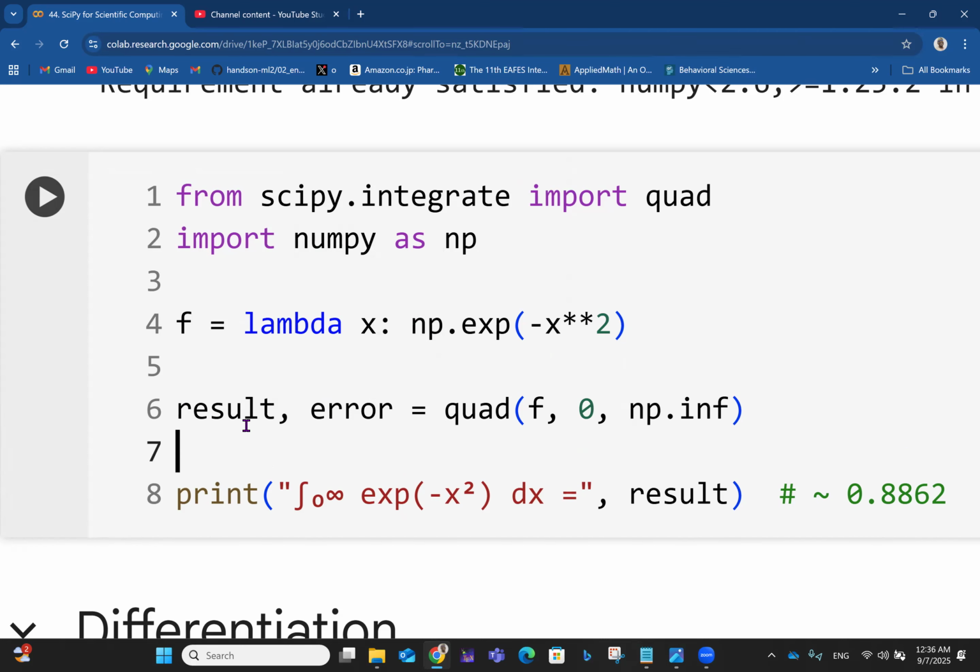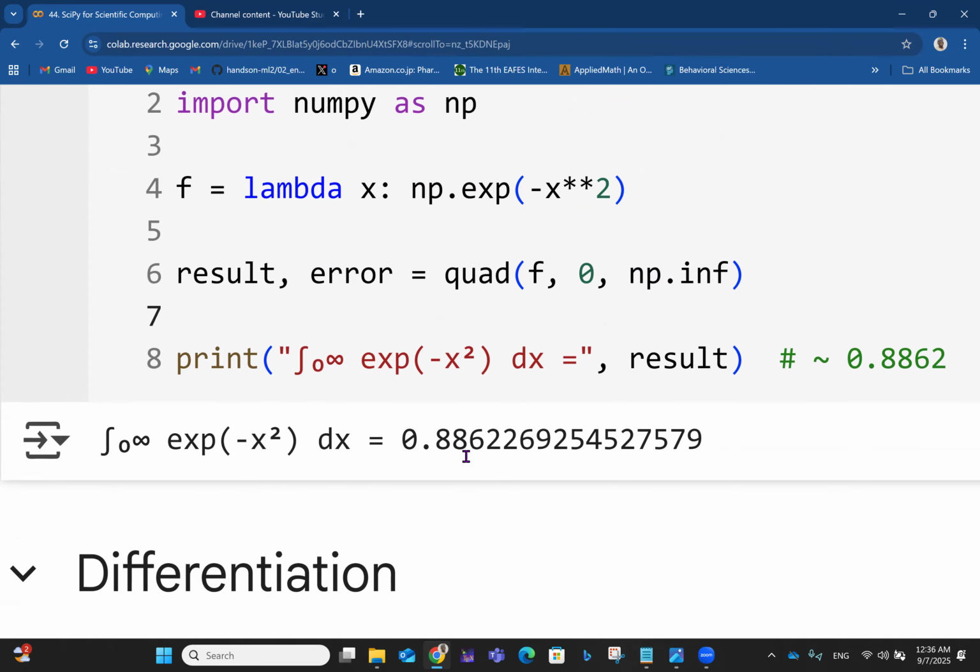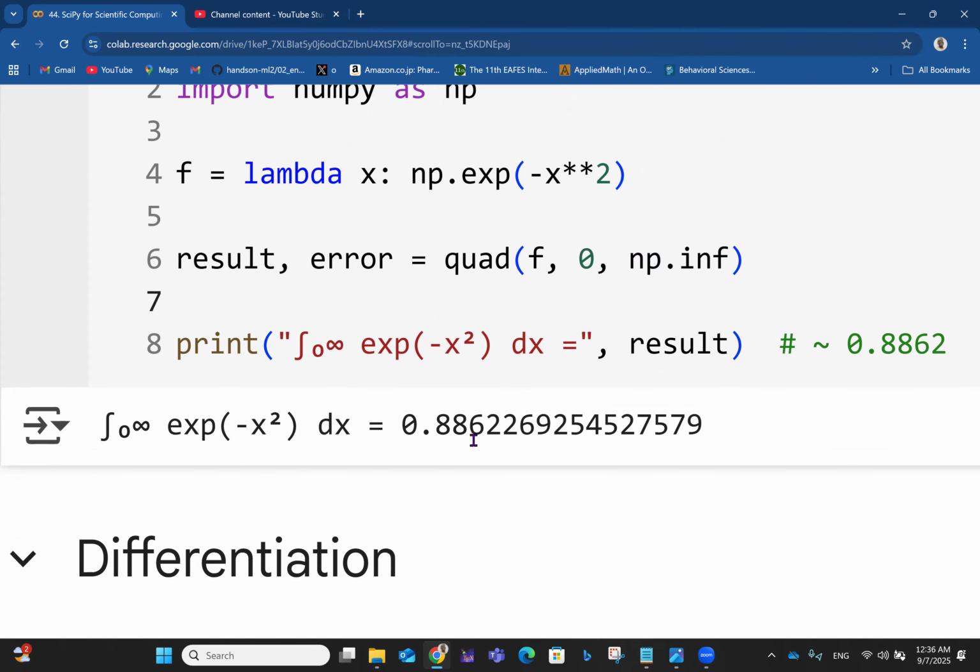In line 6, we get the result and the error attached to it, and then we use the quad that we've imported from scipy.integrate. So we take the function, which is e raised to the power minus x squared, now defined in line 4, and we integrate it over 0 to infinity. You can only get infinity from numpy, that's why we say np.inf like that. So we just run this and it's integrated numerically, and we get this value 0.88622. That's why here it's approximately 0.8862 for integration.